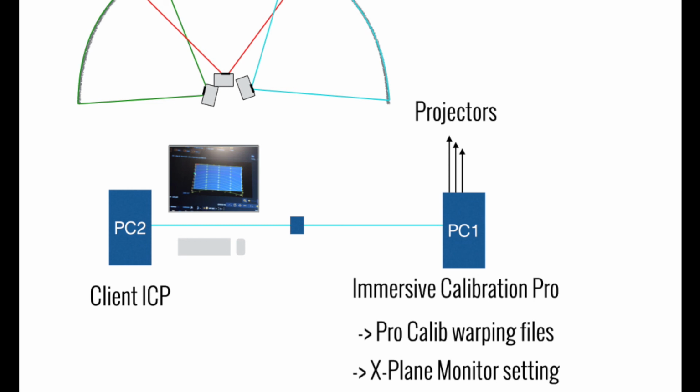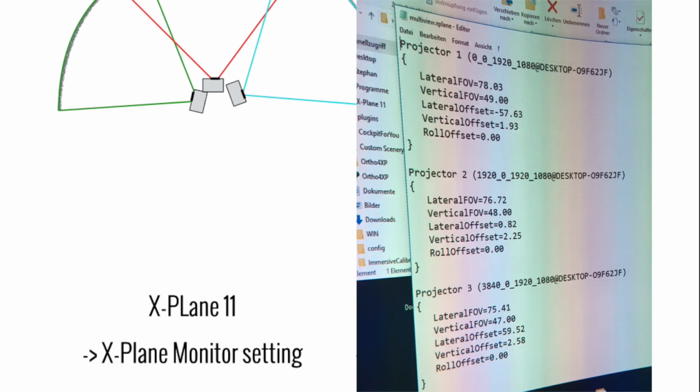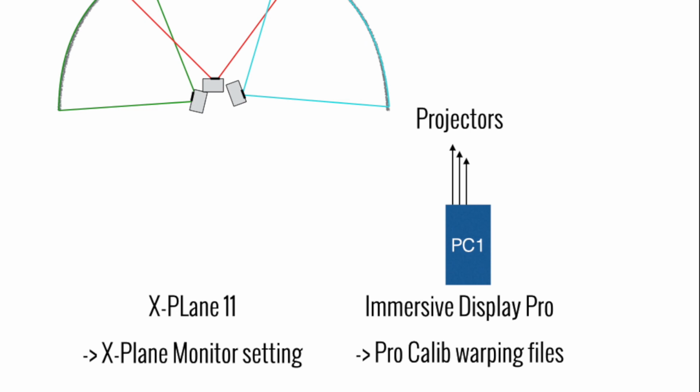When you're done and the test pictures look pretty good, you will export 3 Pro Calib files and the X-Plane monitor settings. You enter the values for field of view as well as lateral and vertical offset into the X-Plane 11 monitor setting. And of course the Pro Calib files are imported into Immersive Display Pro.